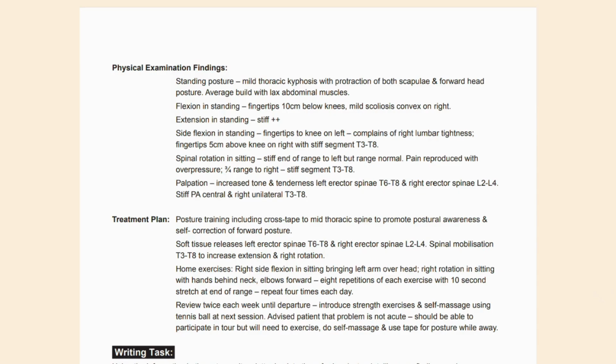standing posture, mild thoracic kyphosis with protraction of both scapulae and forward head posture, and average build with lax abdominal muscles. No need to write all of it, but that posture we can mention.